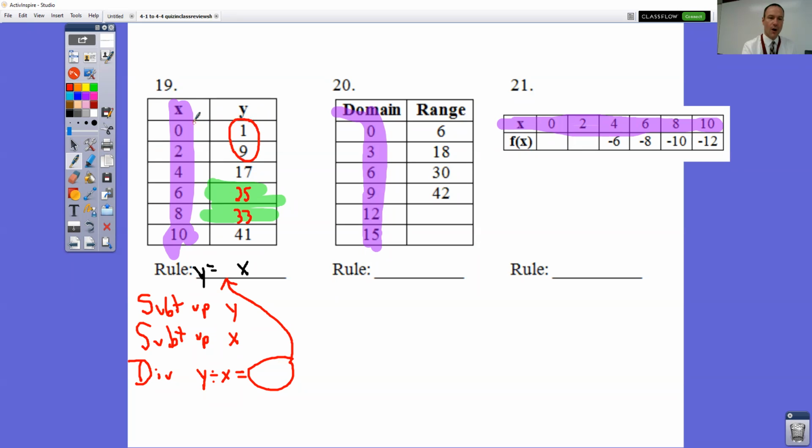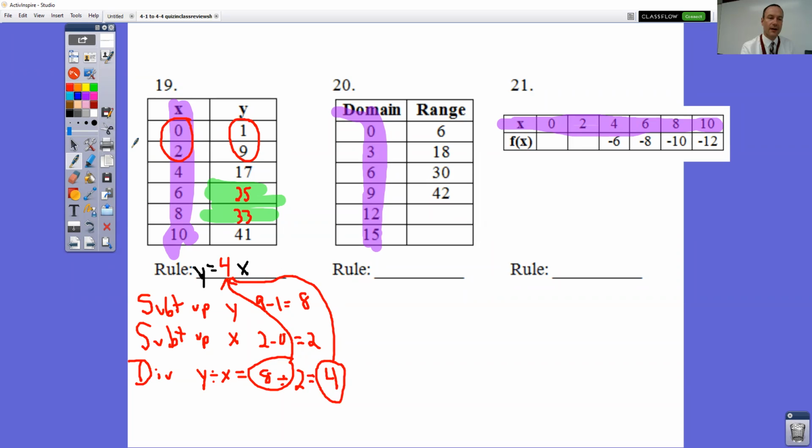Choose two numbers in your y. Choose two numbers in your x. Subtract going up the y. So I would have 9 minus 1. 9 minus 1 is 8. Subtract going up the x. 2 minus 0. 2 minus 0 is 2. And now divide. 8 divided by 2 gives me 4. 4 is the number that goes in front of our x.